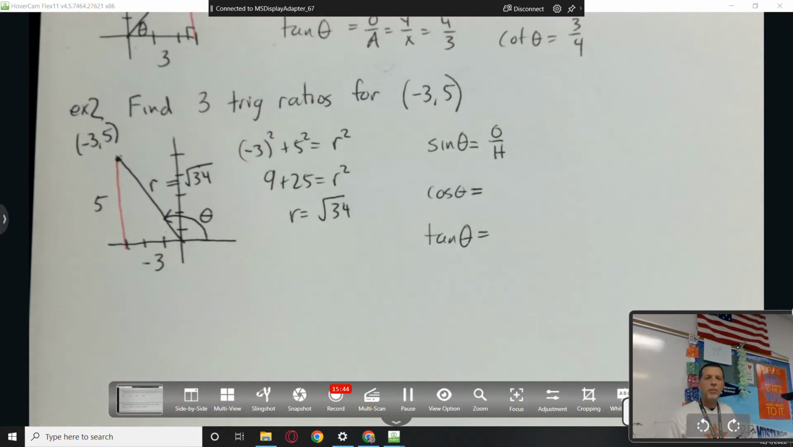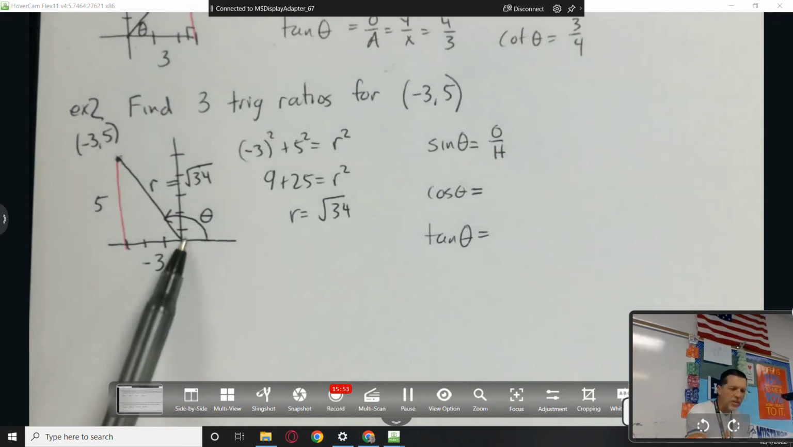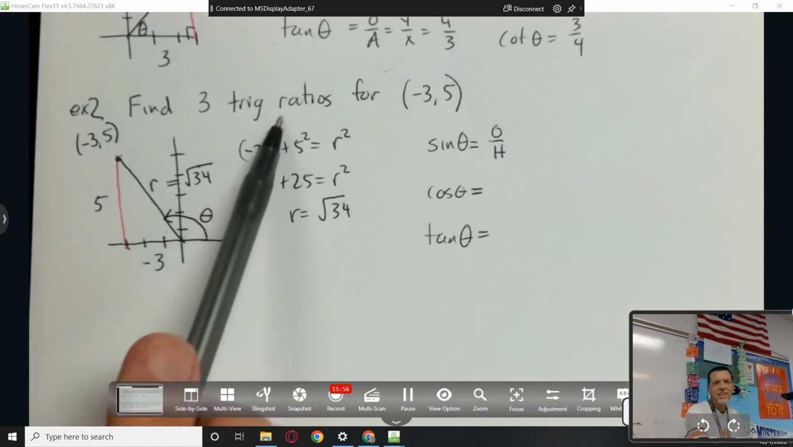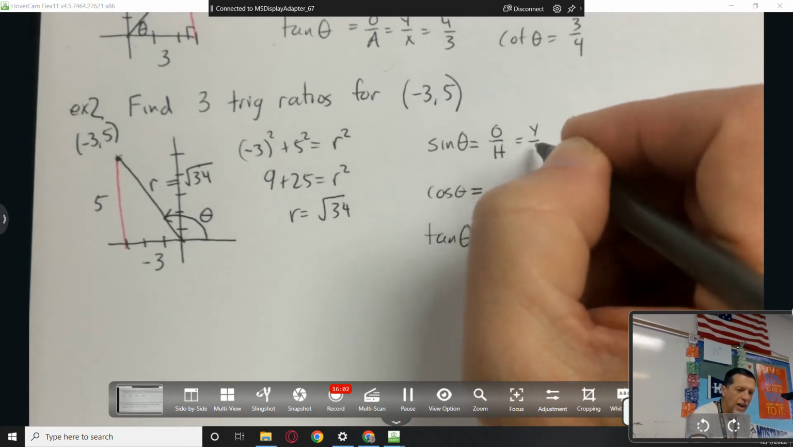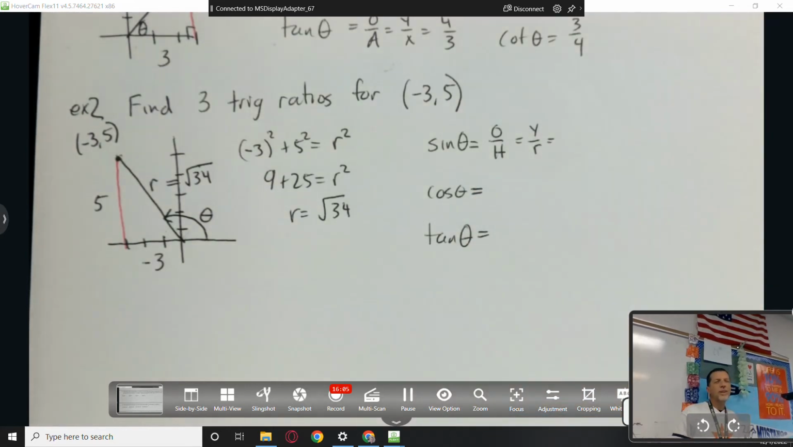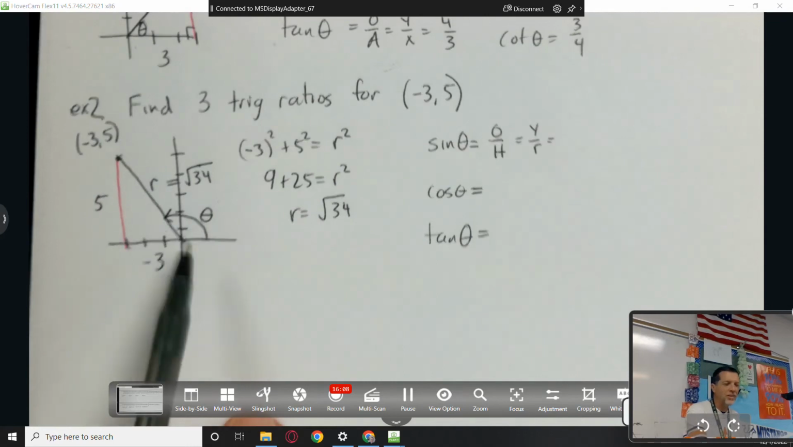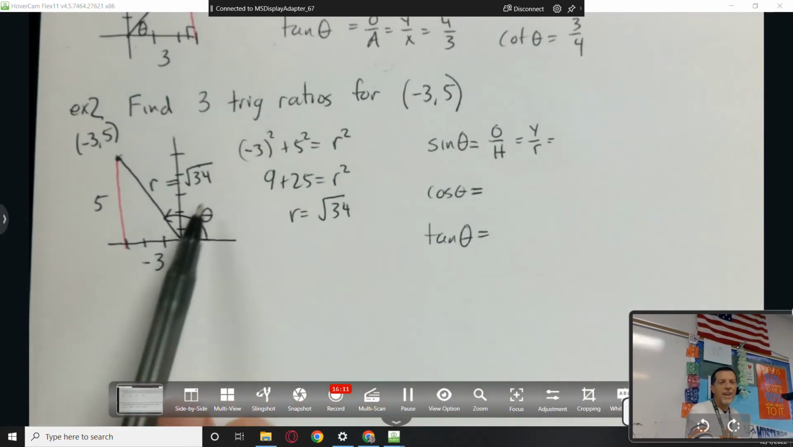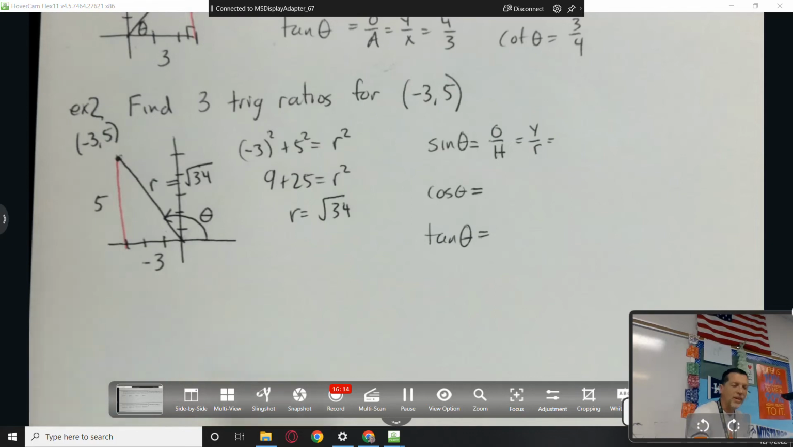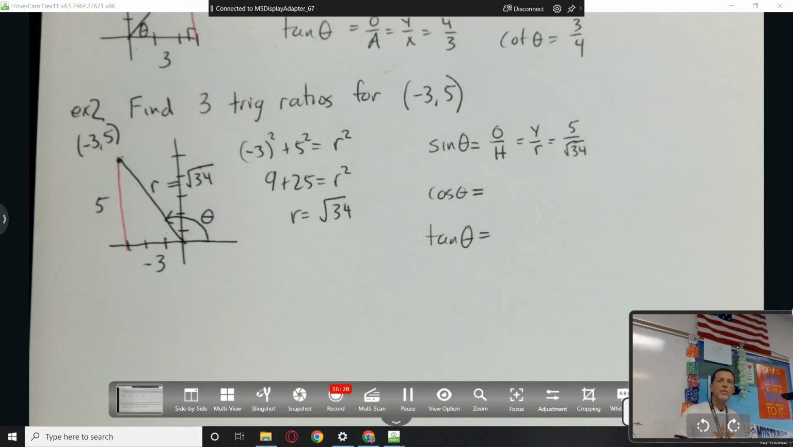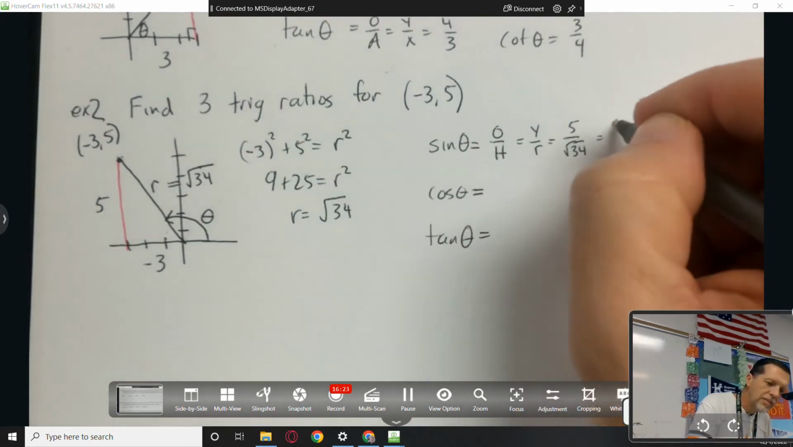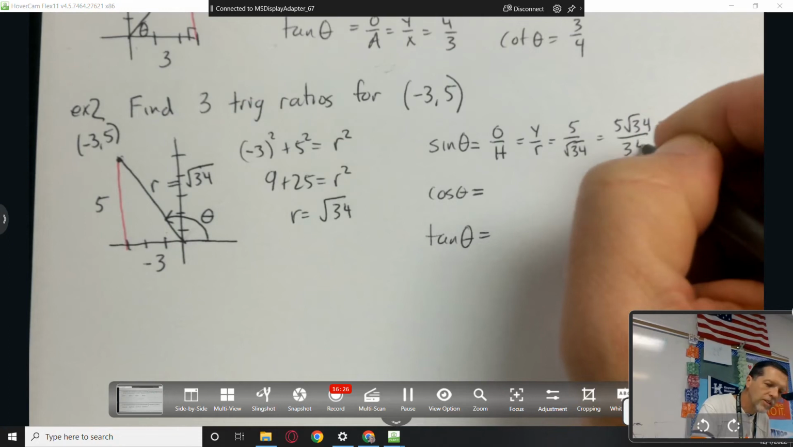Sine we usually think of as opposite over hypotenuse. And this is where things get a little bit weird with SOHCAHTOA, because if you're thinking opposite of this angle, there's nothing opposite that angle. But we said opposite was always the y. So SOHCAHTOA breaks down a little bit here because there is no opposite that angle. But if you had to guess one of the sides, you'd probably pick 5. I hope you'd pick 5. And then we need to fix that. 5 root 34 over 34.